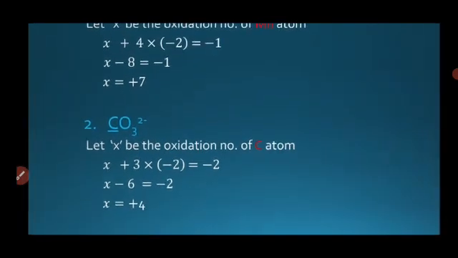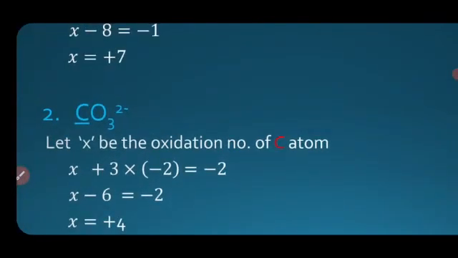Like this, CO3 2-. Here the underlined atom is carbon. So let us consider the oxidation number of carbon is X. So X plus 3 into, the number of atoms is 3, which atoms? Oxygen atoms. So the oxygen charge is minus 2. 3 into minus 2 is minus 6, is equal to, what is the charge on this? The charge is minus 2. Therefore we have taken the total as minus 2. So X minus 6 is equal to minus 2. Hence X is equal to plus 4.